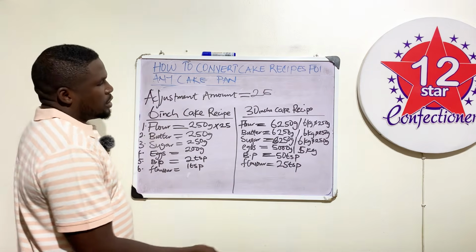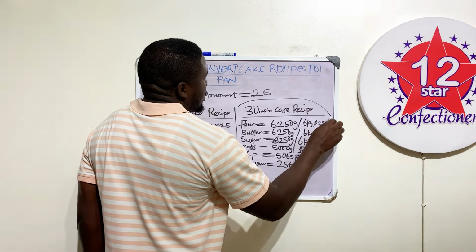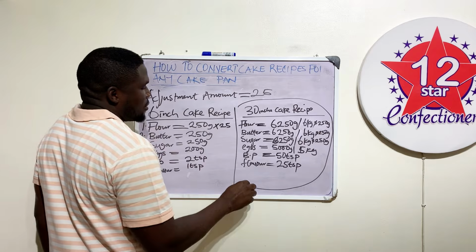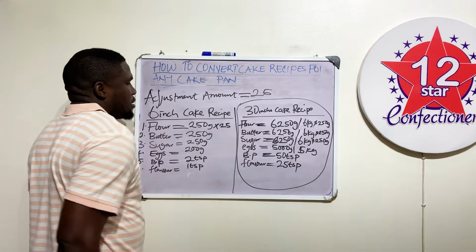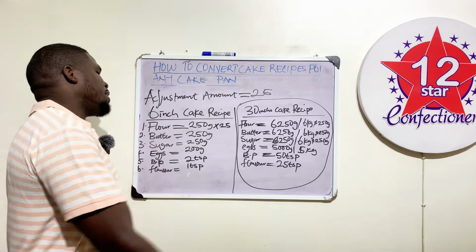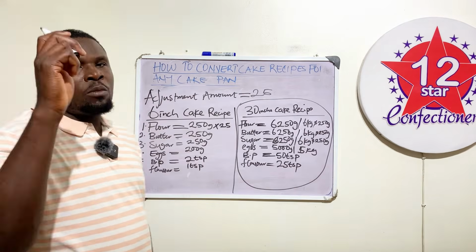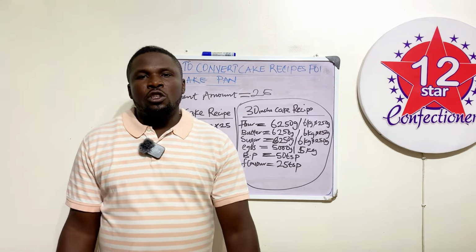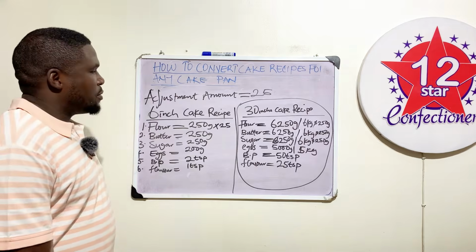Yes. So now this is our 30 inches cake recipe. Do you understand what I mean? Yes. This is our 30 inches cake recipe. So I will take one more example for easy clarification before I go. Do you understand what I mean? Yes.